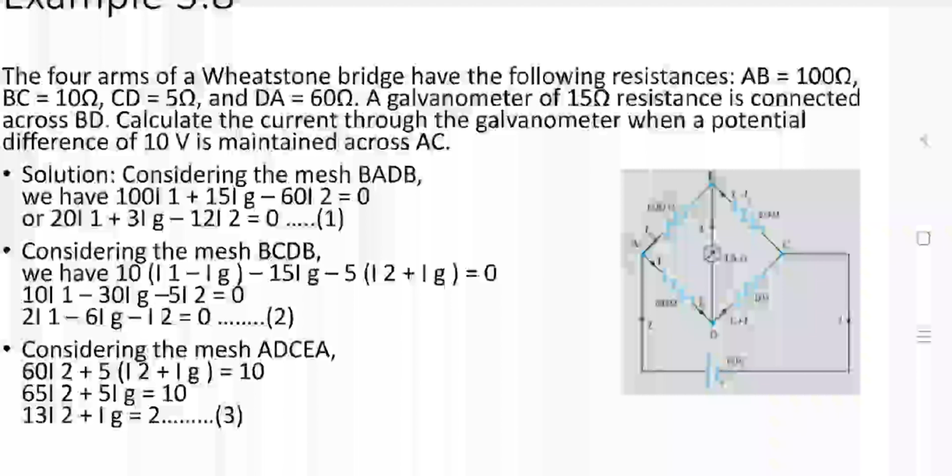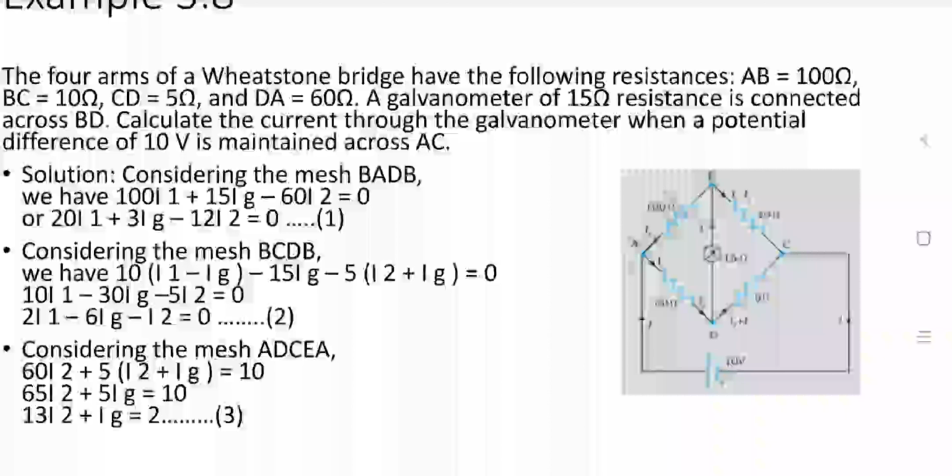Likewise apply loop rule in the second half, the triangle BCDB. So that is 10 I1 minus Ig minus 5 I2 plus Ig minus 15 Ig. Here BC potential difference sign is taken positive, but BD and Ig current is opposite with respect to BC current direction. So both potential difference signs are taken negative, and the resultant equation becomes 2 I1 minus 6 Ig minus I2 equal to 0.